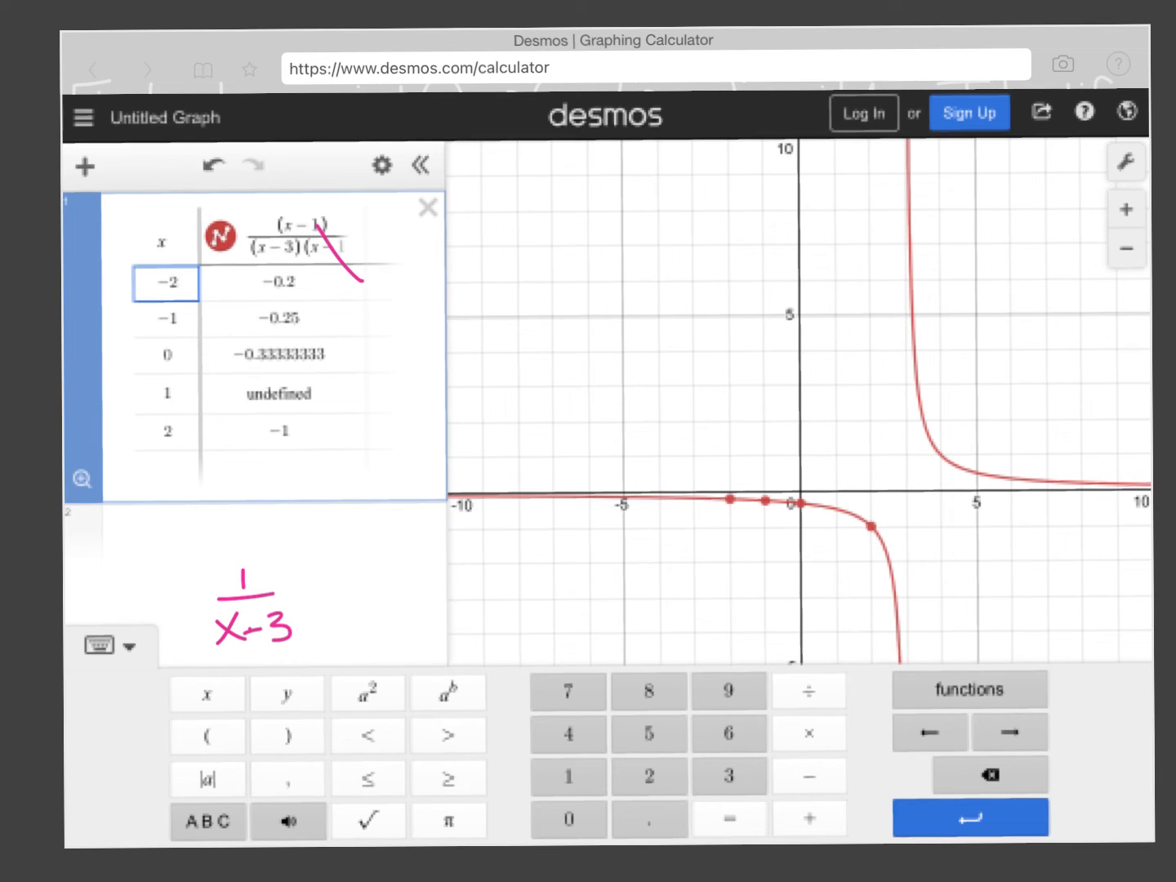Well, let's plug in what that theoretical x value would have been at 1. If we plug in a 1 here, we'll have 1 over 1 minus 3. And so our hole is at 1, comma, if we plugged in 1 here with the canceled form, 1 over x minus 3, 1 minus 3 would be negative 2. We'd have negative 1/2. So that's technically where the hole is, right there.